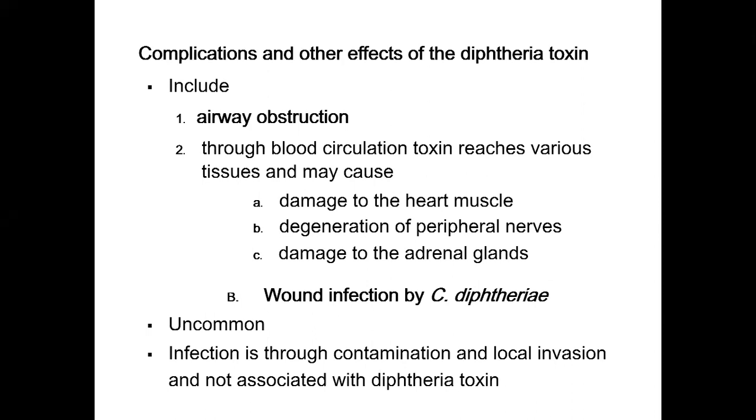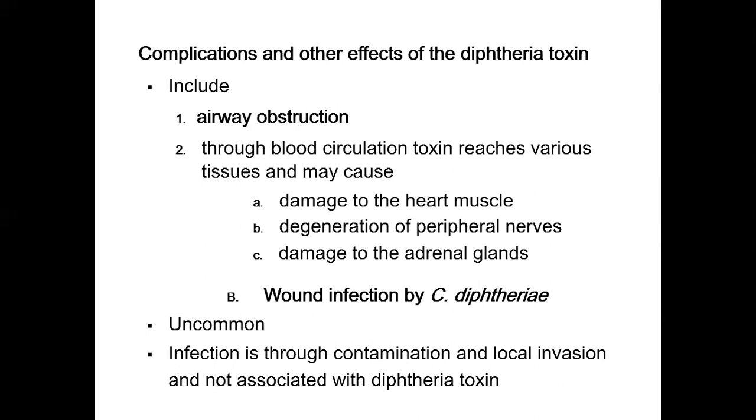Secondly, the tissue that can also be affected is the peripheral nerve. It depends on which peripheral nerve, but whichever one it is, it causes degeneration and affects the function of that nerve. And thirdly, the adrenal glands can also be damaged by the diphtheria toxin in the blood, and that would impair the release of the hormone they are responsible for, and that would affect the functions of that hormone. So that's the main illness associated with diphtheria.